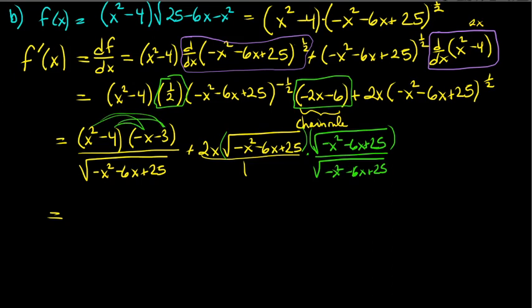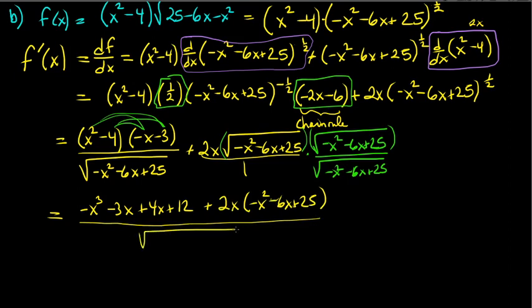All right, so we're going to end up with negative x cubed minus 3x squared plus 4x plus 12. And then here we're going to get 2x times negative x squared minus 6x plus 25. And then all of that will be divided by the square root of negative x squared minus 6x plus 25. And then distribute the 2x here.